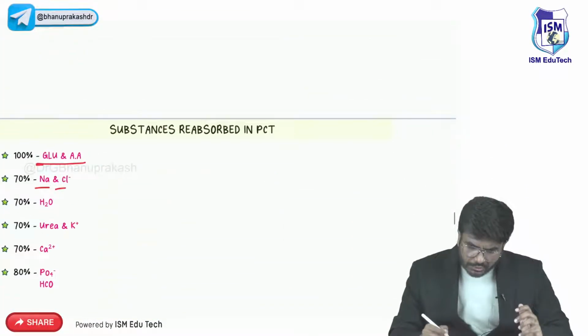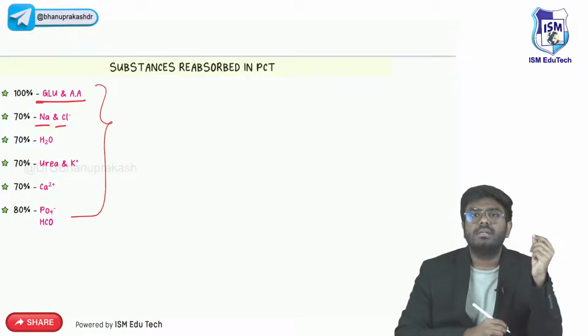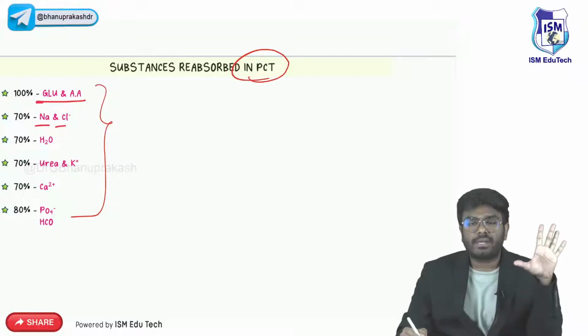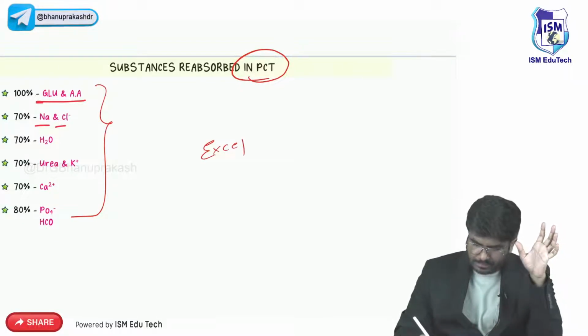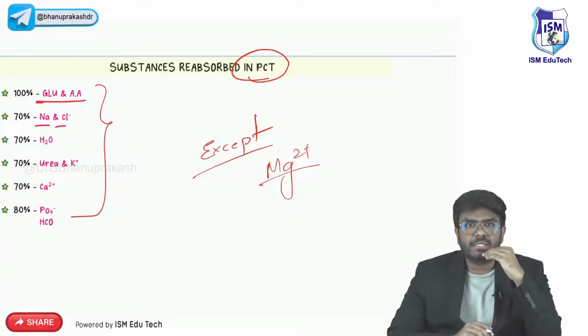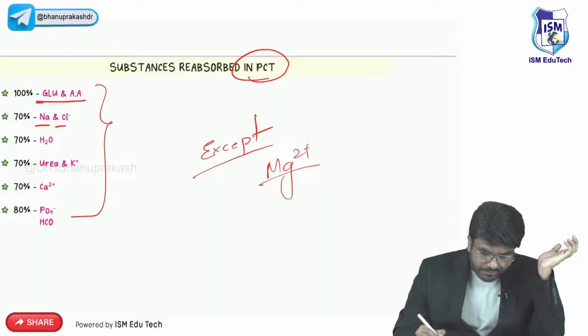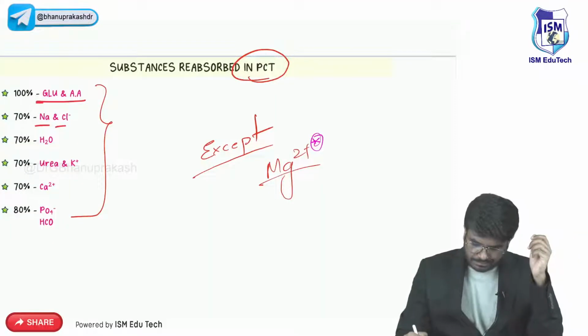One more point which I want you to know. Most of the substances are reabsorbed in the PCT, true statement, except magnesium. Okay, so most of the substances are reabsorbed back into the blood in the PCT, except what? Except magnesium.